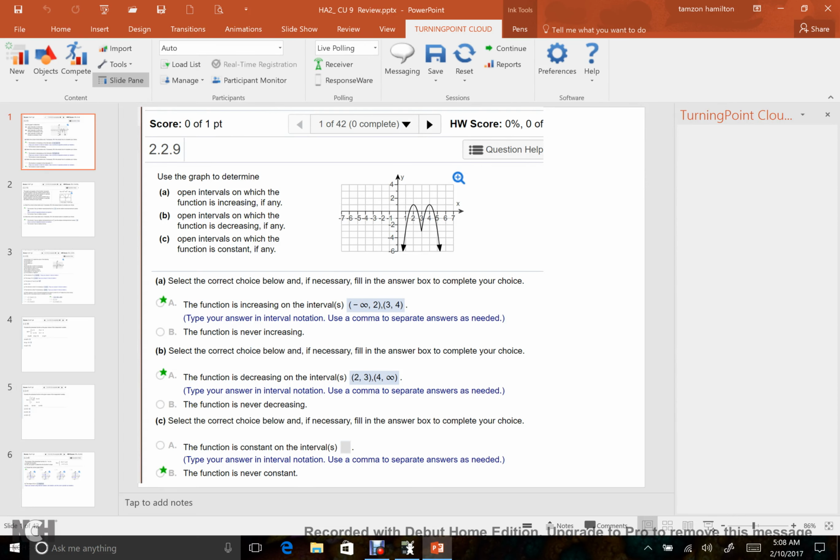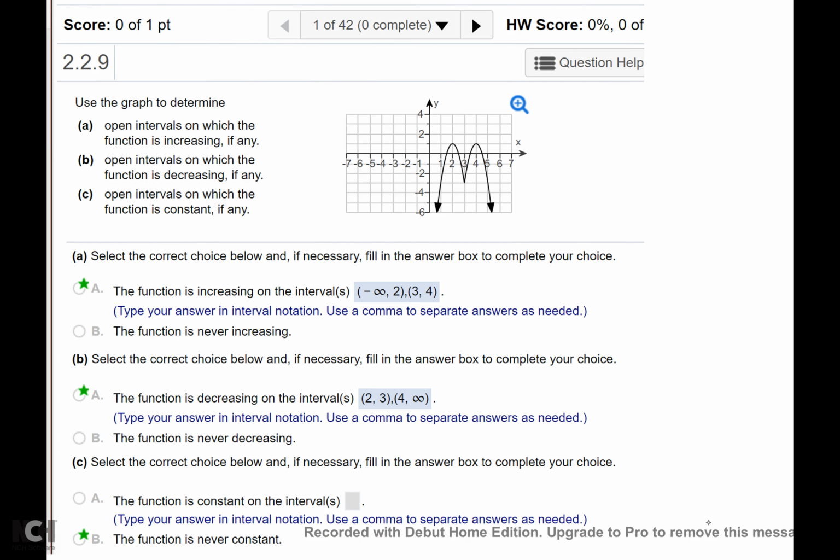We're going to review for your conceptual unit 9 test. All right, so it says use the graph to determine the open intervals on which the function is increasing, if any, decreasing, if any, and constant, if any. So the first thing they want to know is where is the function increasing?